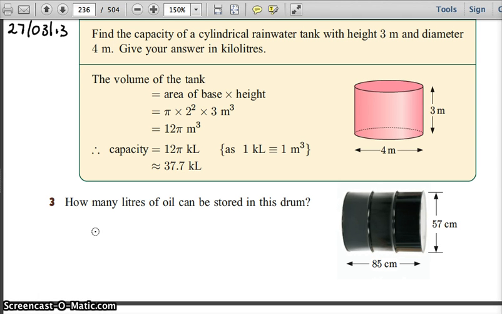Alright, looking at this one here, how many litres of oil can be stored in this drum? Some of the process you go through for this one is to calculate the area of the base and times it by the height. Our base is there. So again we're saying area of base times by the height. This will give us the volume of that tank. Does that make sense to you, Will?